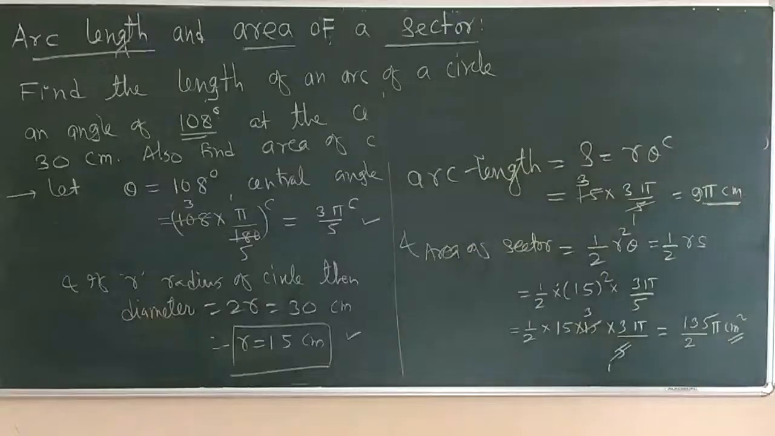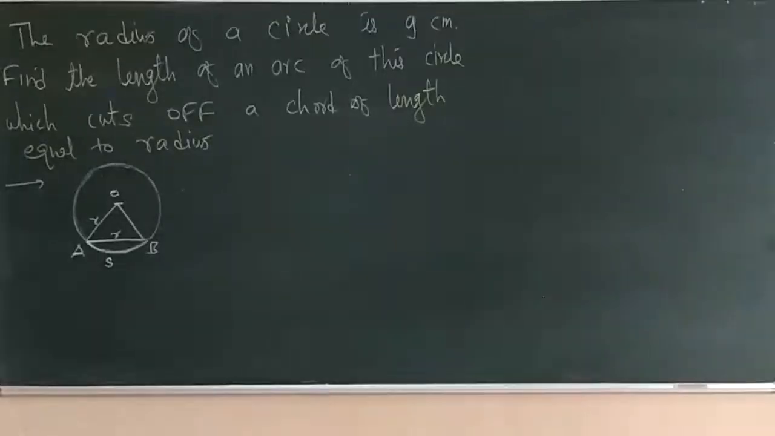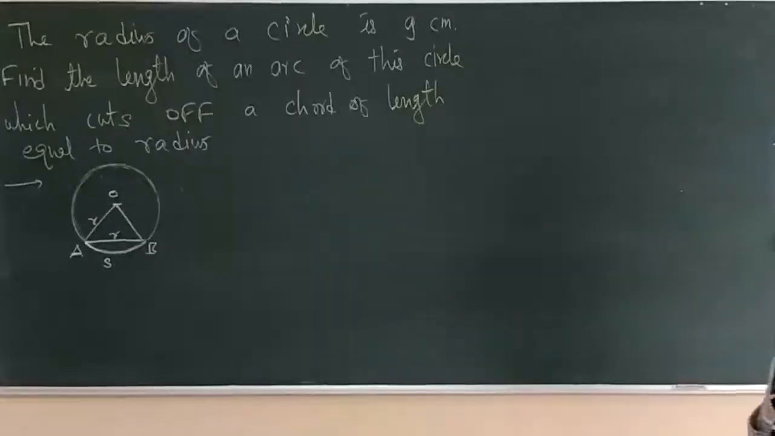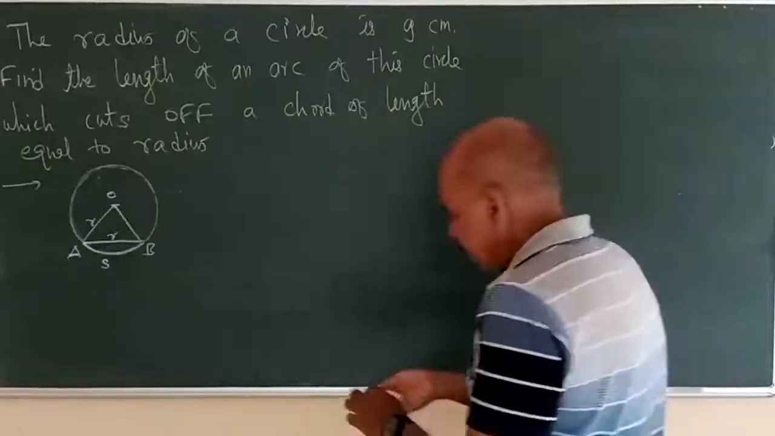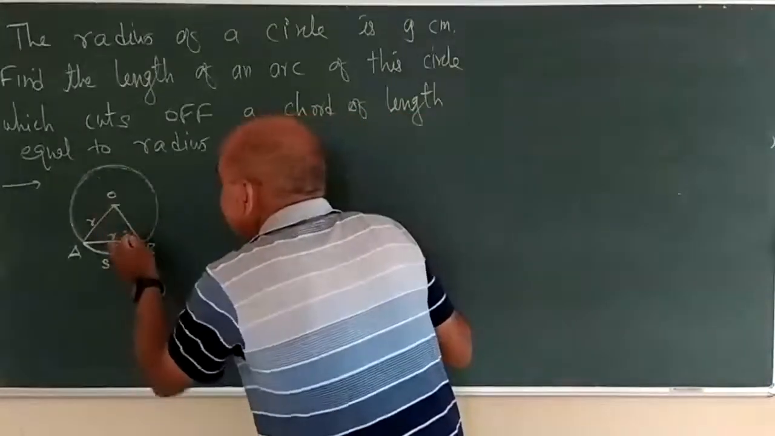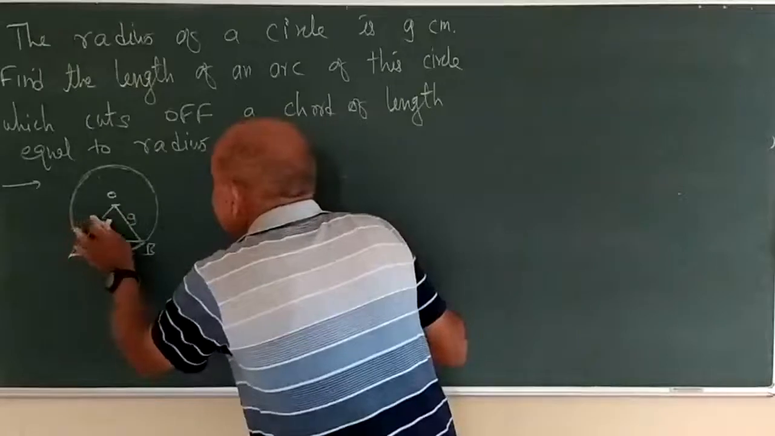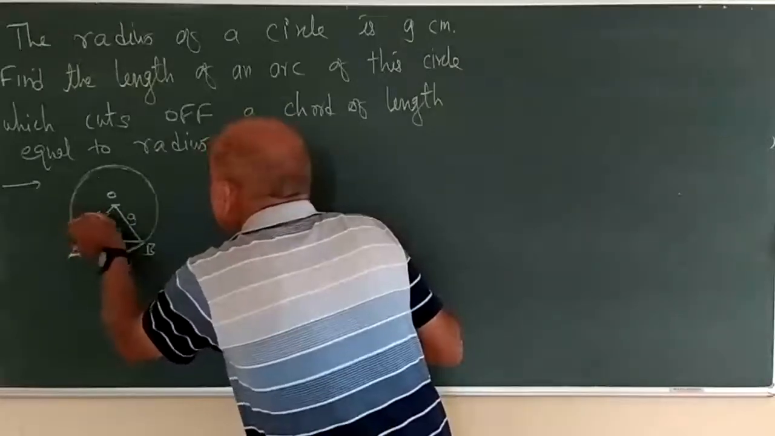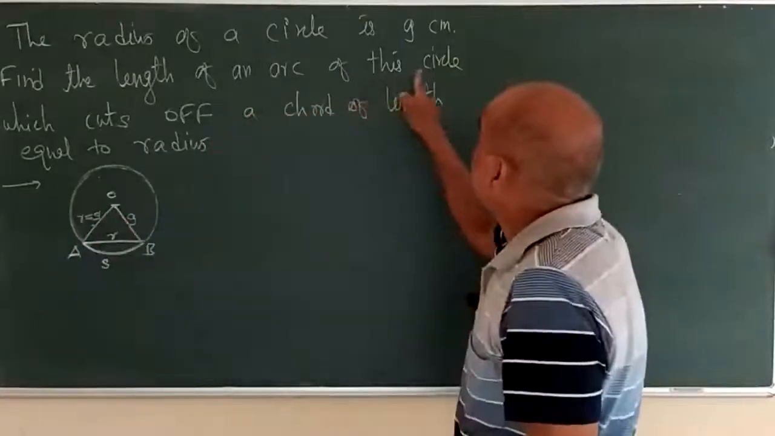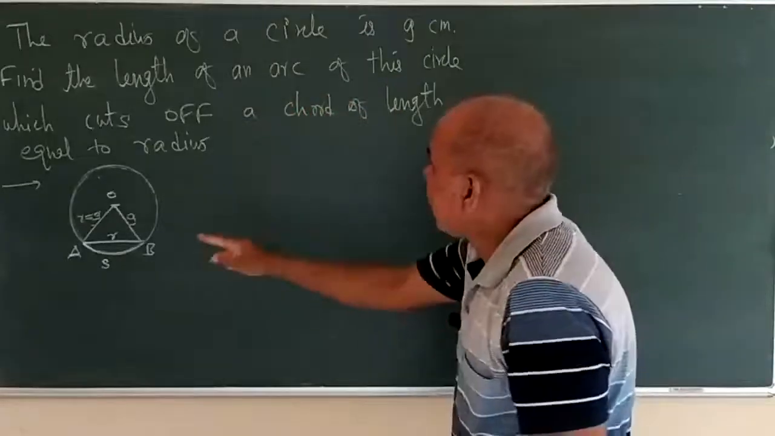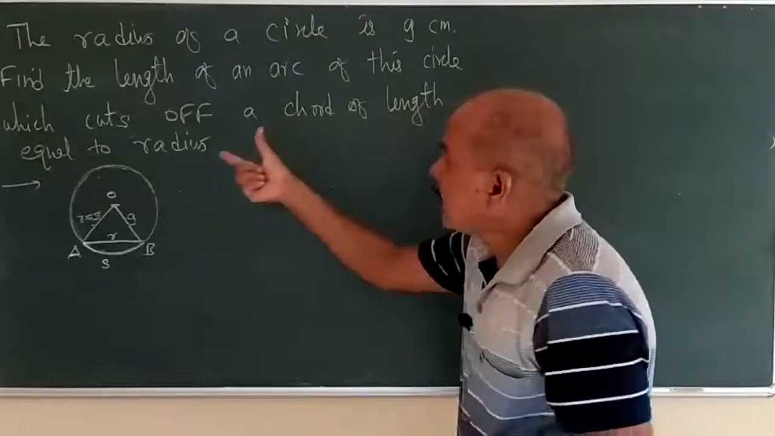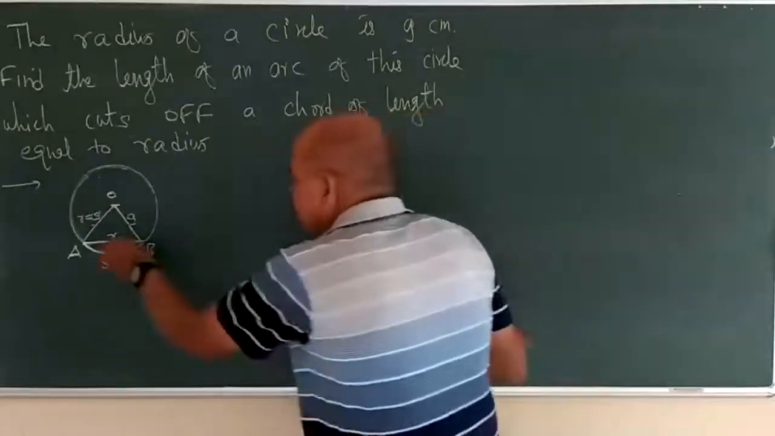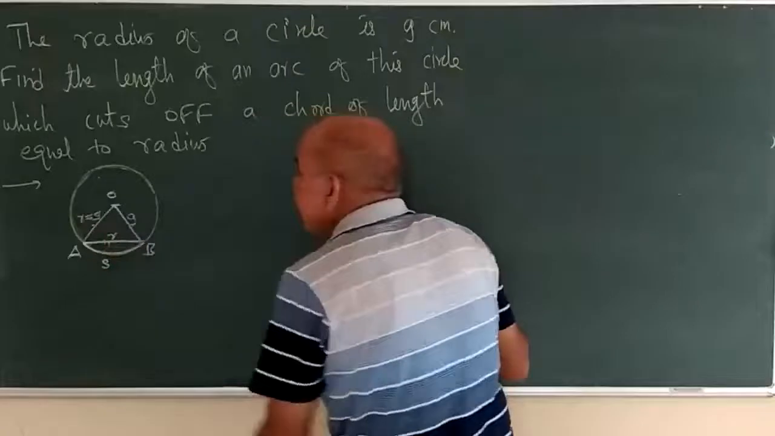Now we see another problem from this. See this problem. The radius of a circle is 9 centimeter. Suppose this is a circle with center O and radius is 9 centimeter, R equal to 9 centimeter. Find the length of an arc of this circle which cuts off a chord of length equal to radius. The length of this chord is equal to what? The radius.